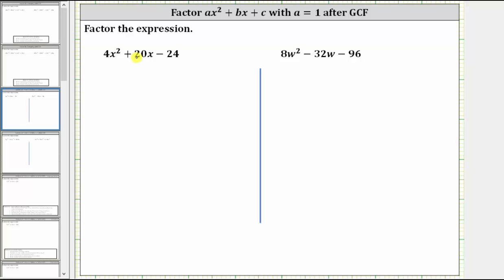We are asked to factor each expression. Remember, the first step in any factoring problem is to factor out the greatest common factor. If we don't factor out the greatest common factor, then the expression will not be factored completely.